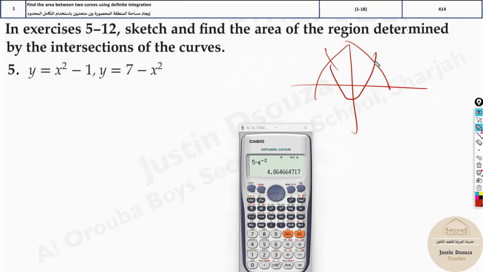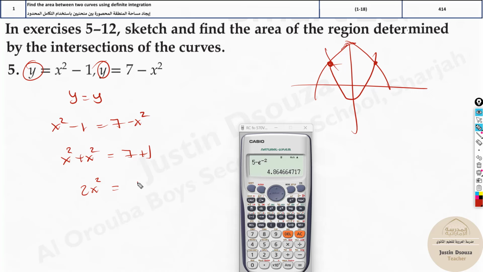Okay. You will have two intersecting points, isn't it? Now, how would you find those intersecting points? For quadratic, for linear, it's very simple. All you need to do is equate them both. This y and y must be equal. So all you do is x squared minus 1 equals 7 minus x squared. Now take this to the other side. It will be x squared plus x squared equals 7 plus 1.